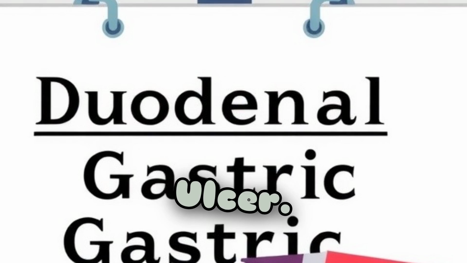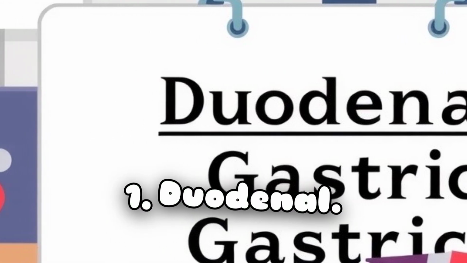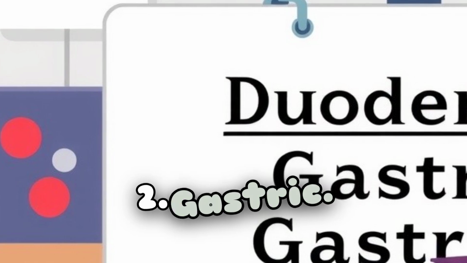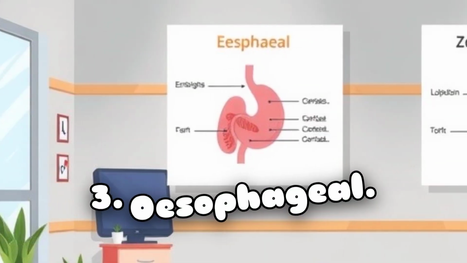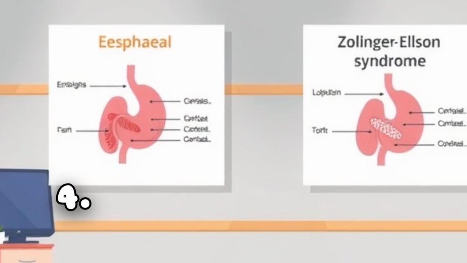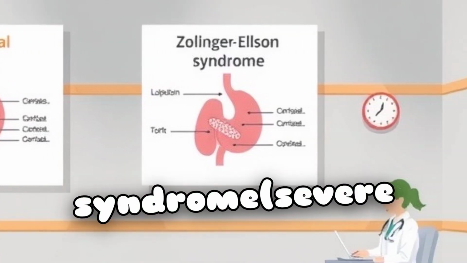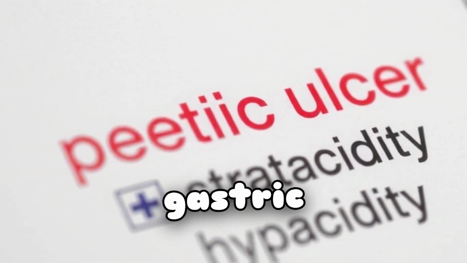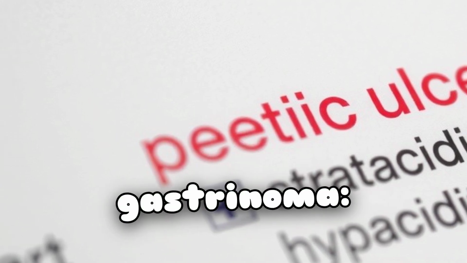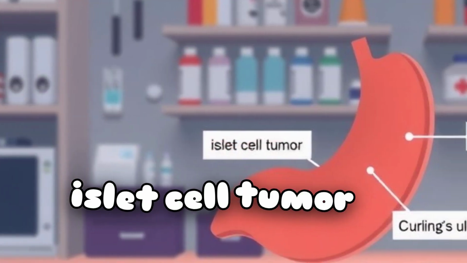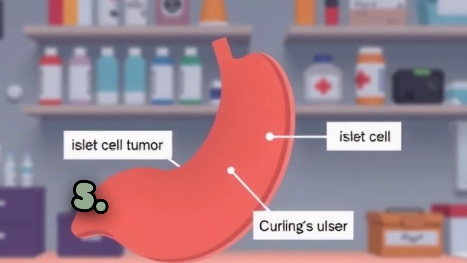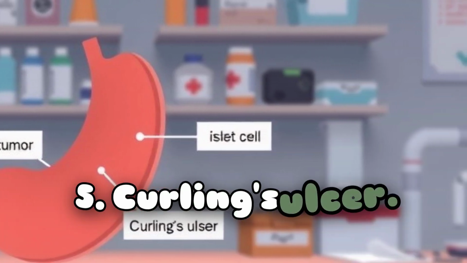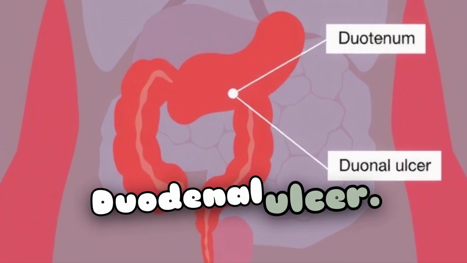Types of peptic ulcer. 1. Duodenal. 2. Gastric. 3. Esophageal. 4. Zollinger-Ellison syndrome. Severe peptic ulcer plus gastric hyperacidity, gastrinoma, islet cell tumor in pancreas. 5. Curling's ulcer.